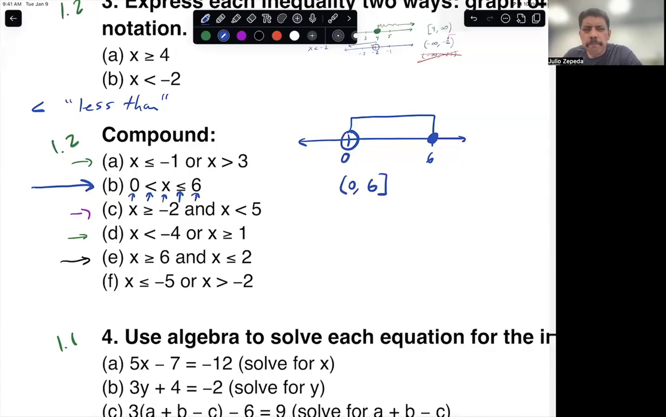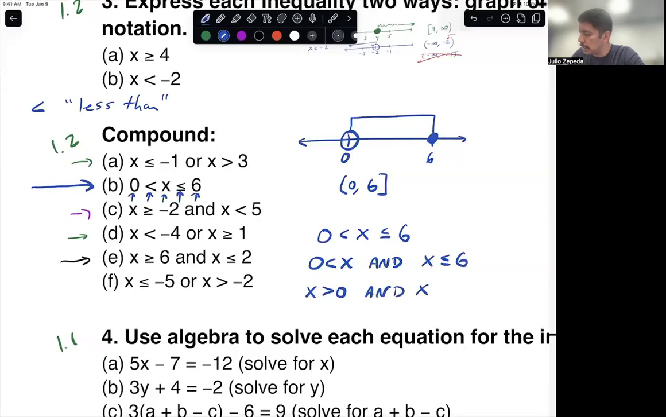Now, I did want to mention this only because we can go further and just kind of say, well, this is really 0 is less than x, and x is less than or equal to 6. It's just a simpler, more compact way of writing that and compound inequality. And so we could even flip this inequality around and say x is greater than 0 and x is less than or equal to 6. And there you can just read it off. We need a number x that is greater than 0 and also less than or equal to 6.